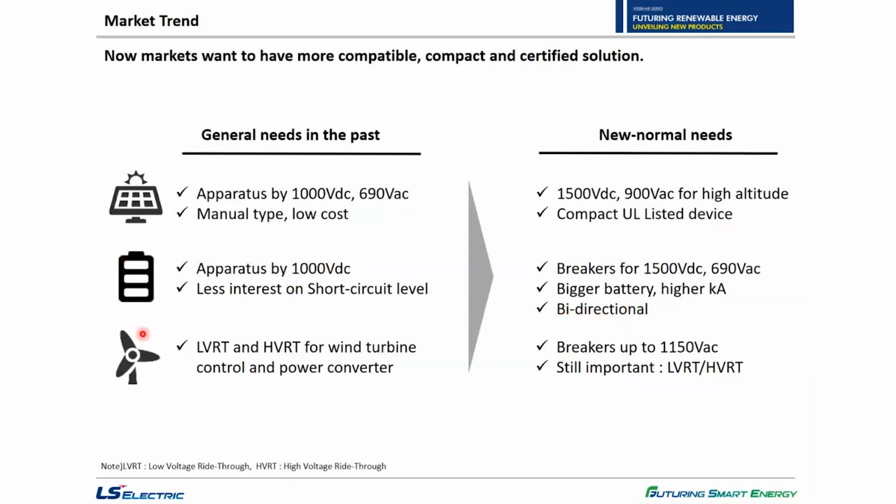In the case of wind power converters, low voltage ride-through, which we call LVRT, is important to stay connected to the grid throughout a short mains voltage drop, as well as the feature of high voltage ride-through. So the air circuit breakers should maintain the situation of temporary voltage increase. So in the case of AC breakers, this is why we need a higher voltage AC breaker up to 1150 volt AC.